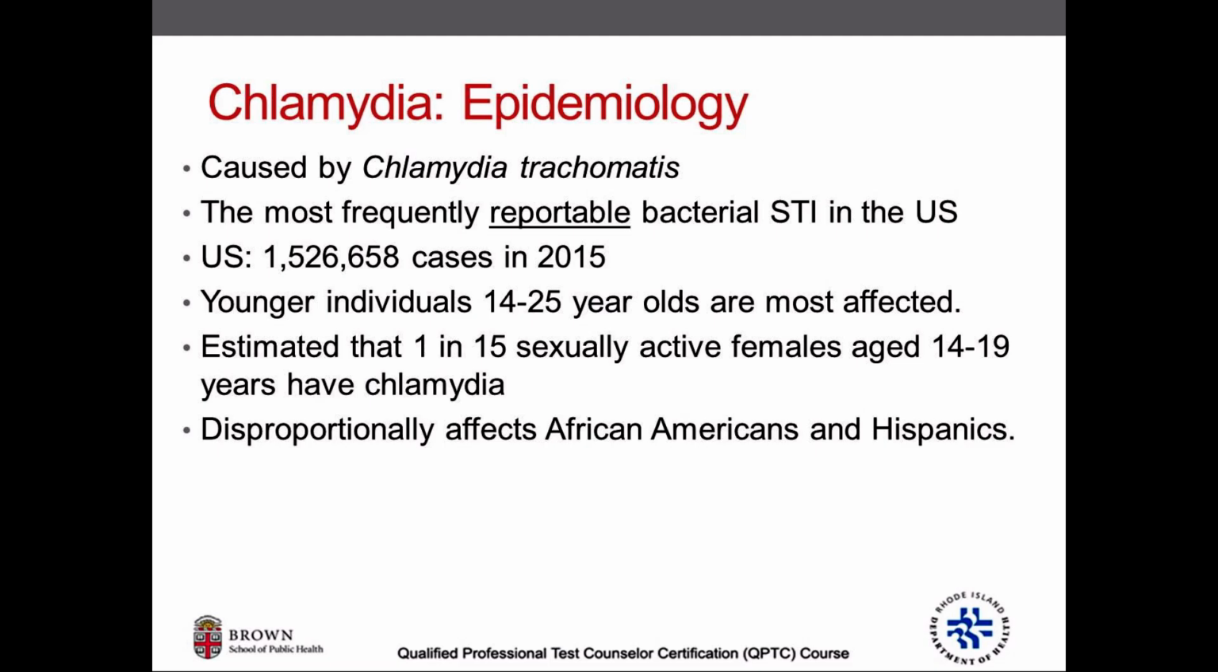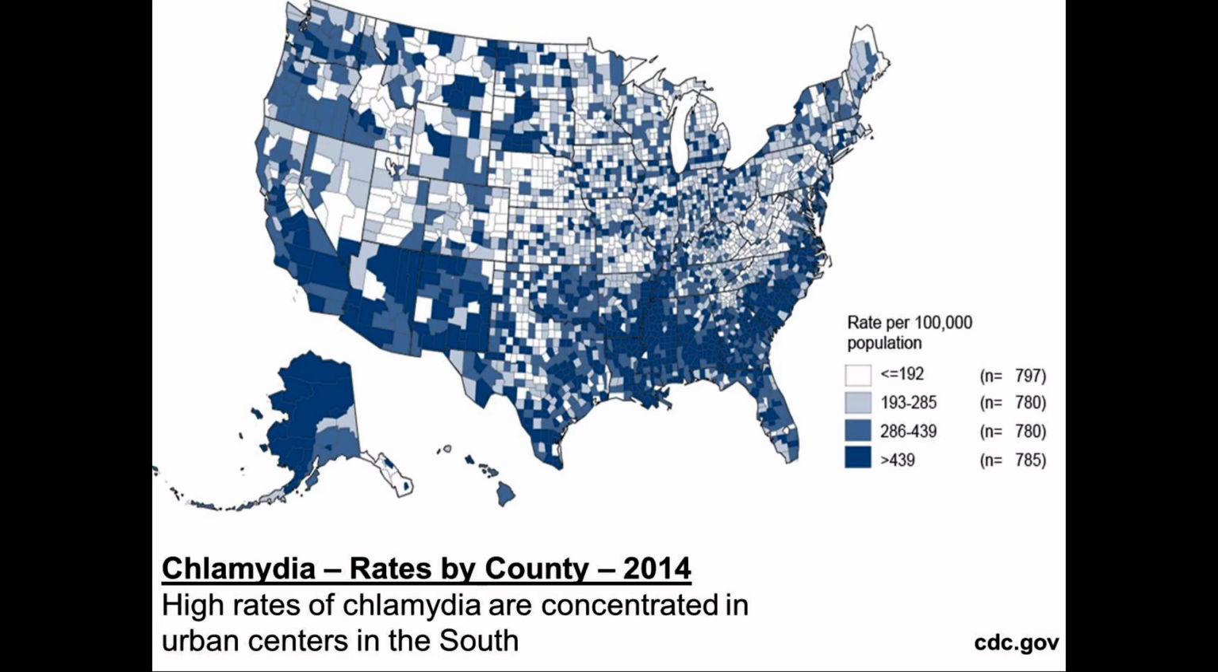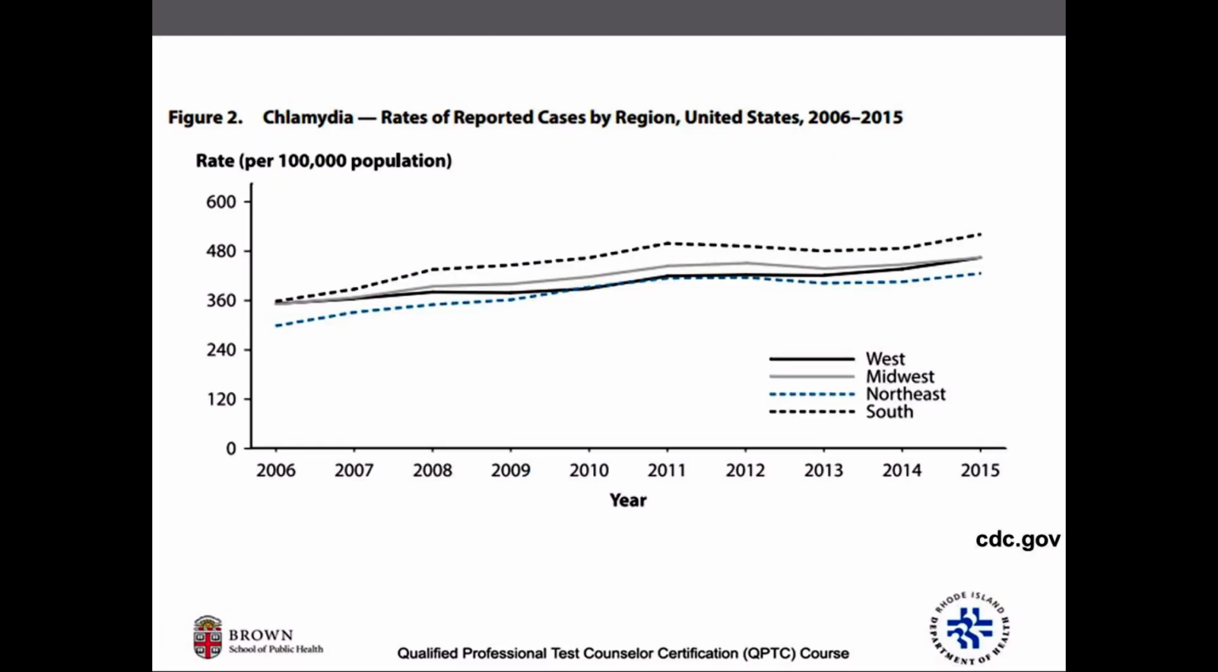Younger people, especially those 14 to 25, are the most affected, and it's estimated that 1 in 15 sexually active younger females have chlamydia. And as with a lot of other diseases, unfortunately, it disproportionately affects African American and Hispanic Latinos. Chlamydia rates are highest in urban centers and also in the southern United States. This is another graph showing the different regions of the United States and how the South has the highest rates.